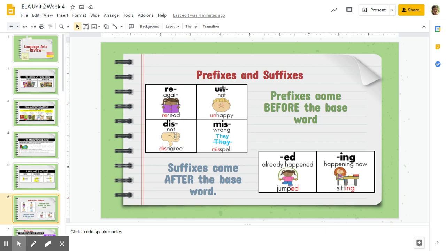We already talked about un means not. So if you are unhappy, that means you are not happy. Dis means not. So disagree means you don't agree. And mis is wrong. So like if you misspell something, means you did not spell it correctly. So those are at the beginning of the word. Then we have suffixes, which come after the base word.